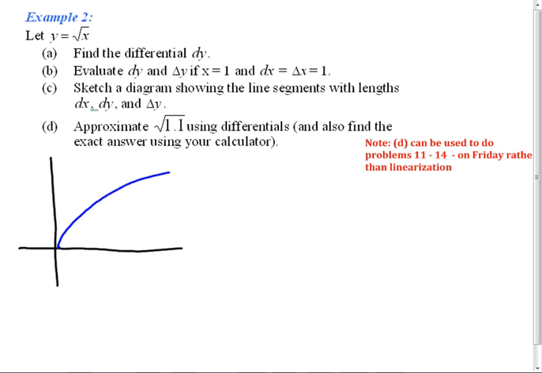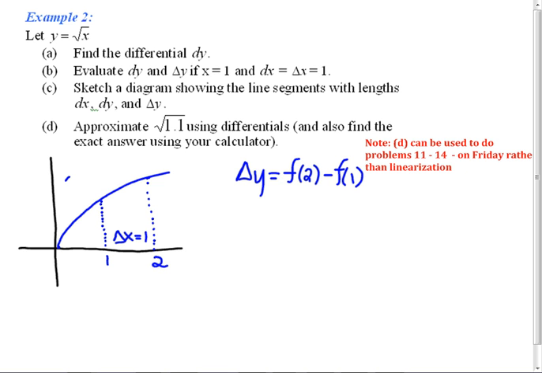So I want to find the differential dy. I'm going to find dy and delta y if x is equal to 1. So let's draw that. It's not going to be drawn to scale. Then delta x is equal to 1. We're going to need our calculators. So delta x, which is dx, equals 1. Where am I at down here now? 2. And I want to find delta y. Well, what's delta y? The change in y, which is equal to f of 2 minus f of 1.